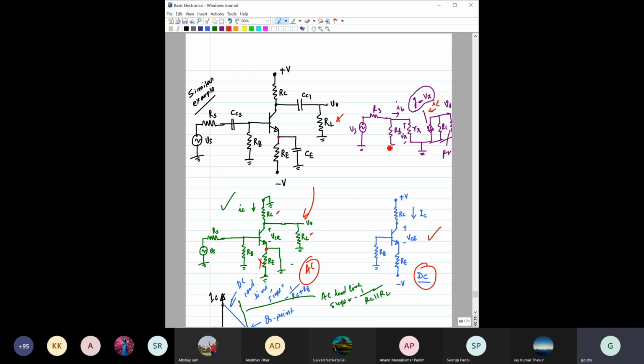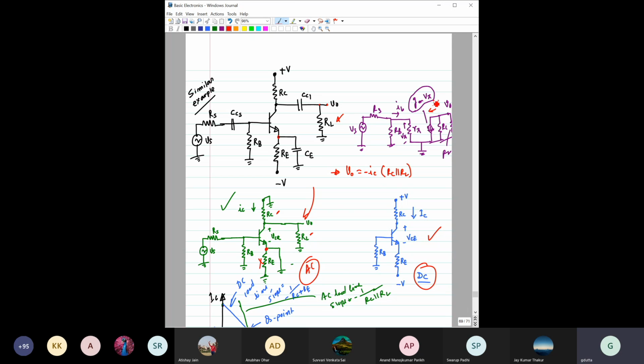So then can we not write that this output voltage, that is V output, is equal to, for this case, minus IC into RC parallel RL? Could you please check? Can I write this from the small signal equivalent circuit? Yes, sir. Okay.